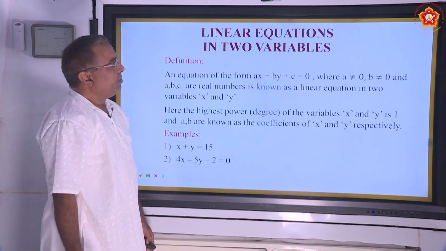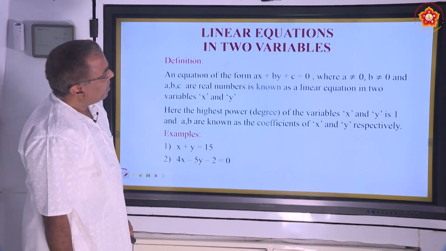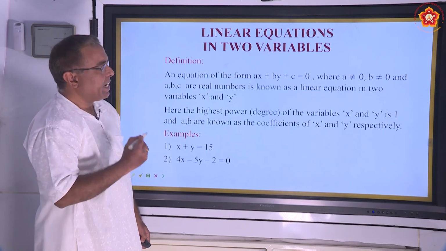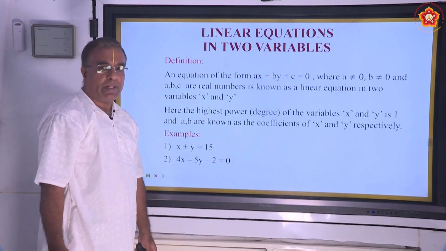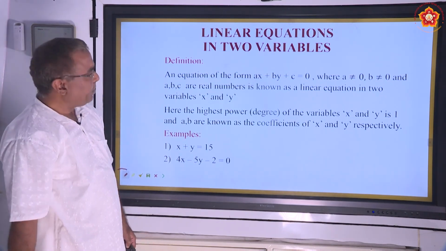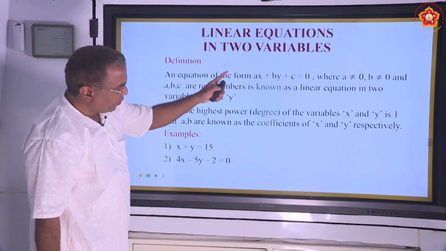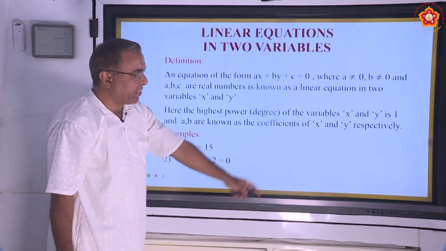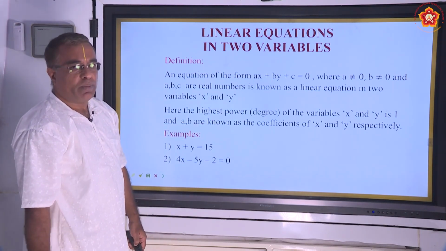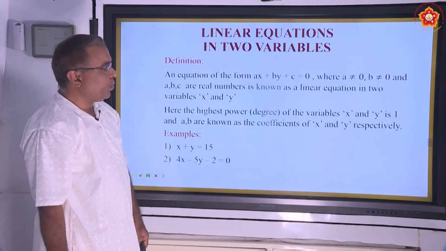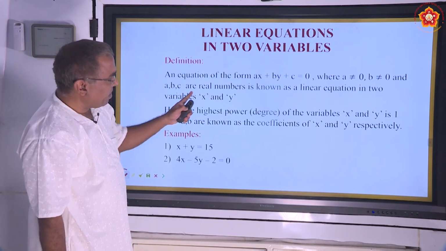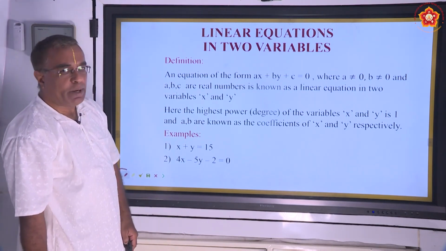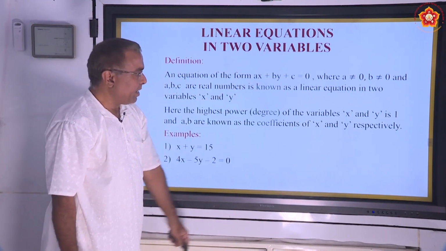Next, we shall see about linear equations in 2 variables. Just like we had seen linear equation in a single variable, here it is just 2 variables, which means an equation of the form ax plus by plus c equals 0 under these conditions: a is not equal to 0, b should also be not equal to 0, and a, b, c are real numbers, is known as a linear equation in two variables. What are the two variables here? x and y respectively.